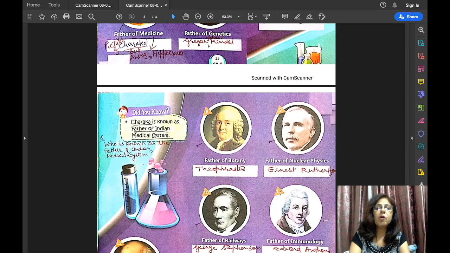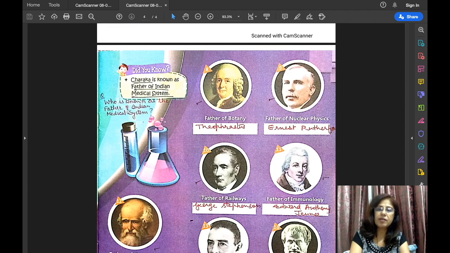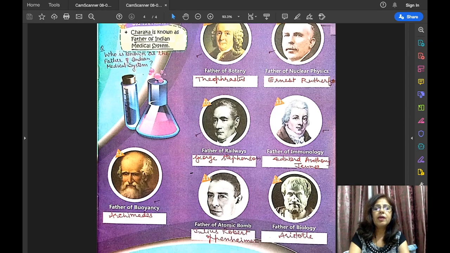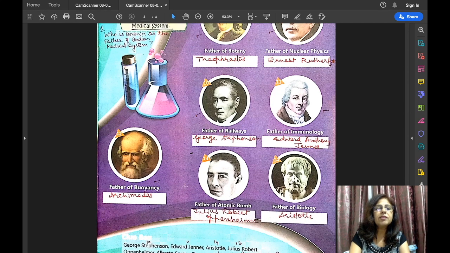Next is the father of botany. Theophrastus was the father of botany. Father of nuclear physics was Ernest Rutherford. Number 10 is the picture of father of railways, and father of railways was George Stephenson. Number 11 is the picture of father of immunology, and the father of immunology was Edward Anthony Jenner. Number 12 is the picture of father of buoyancy, and the name is Archimedes.